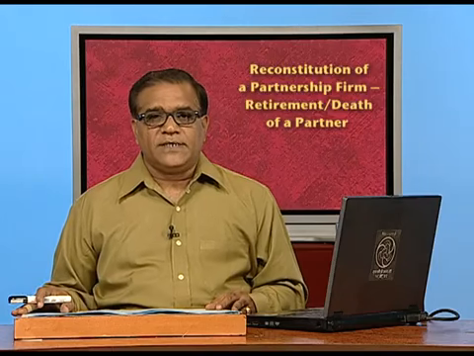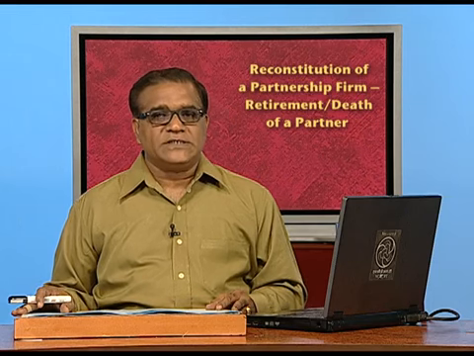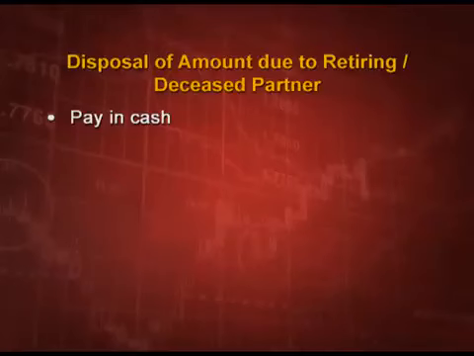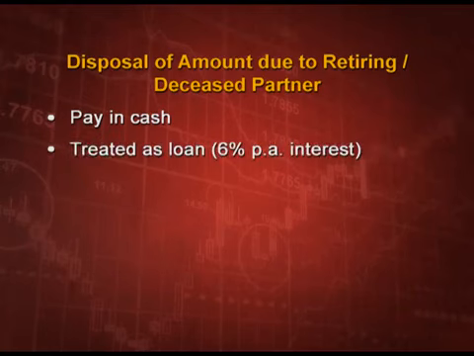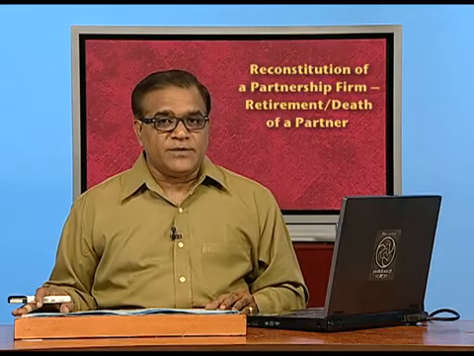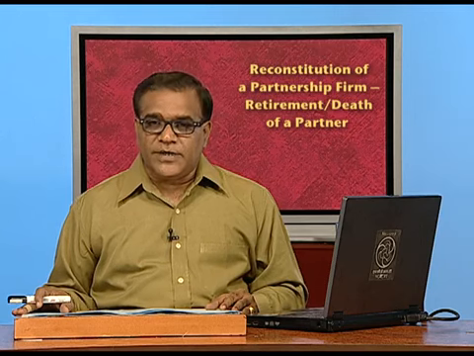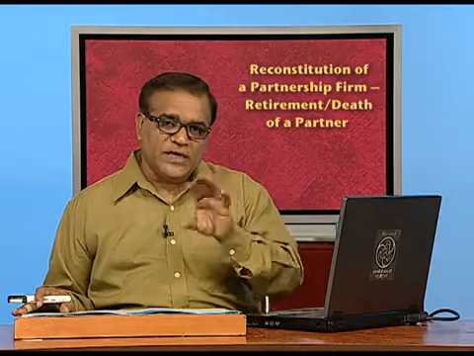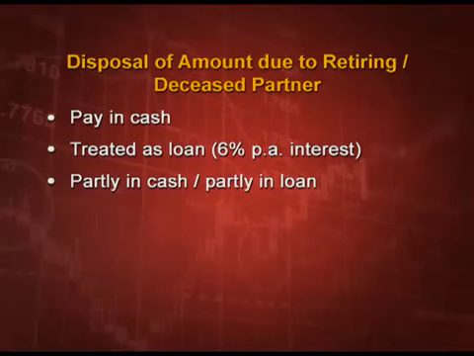Now, how to calculate the amount due to retiring or deceased partner? How do we dispose of that? First option is you can pay in cash or you can pay by cheque also, and you may treat it as a loan also, but then you have to pay 6% per annum. I hope you remember the fundamentals, that in case you are not paying, then you have to pay 6% per annum. And sometimes you can have a combination of both, partly in cash and partly in loan. But please remember, interest will be there on the loan amount.